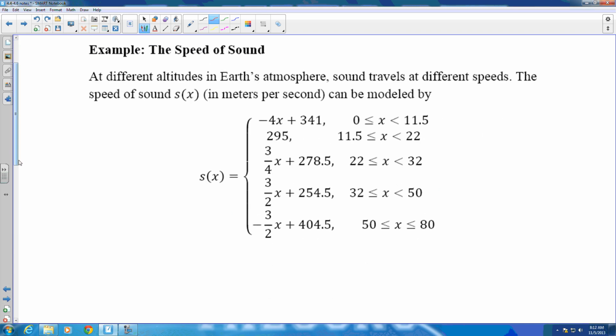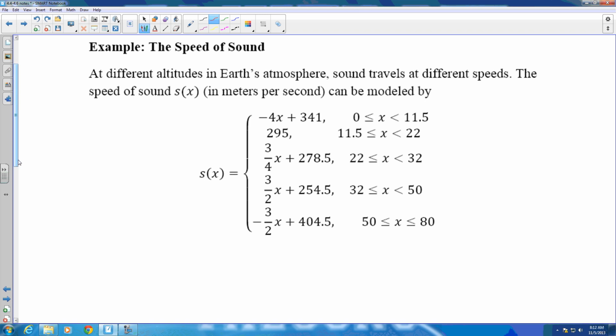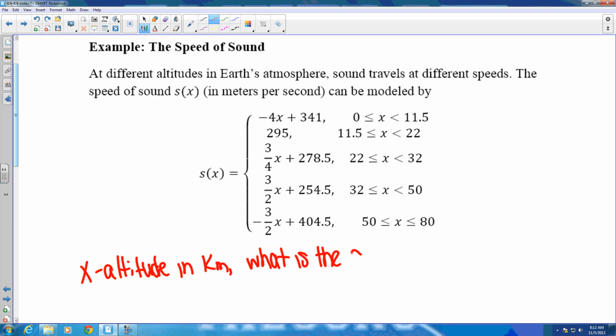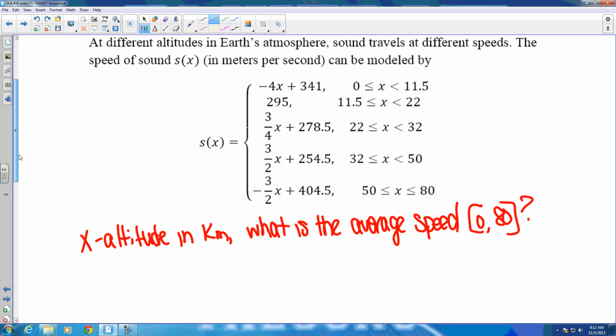Okay, here we have different altitudes in Earth's atmosphere. Sound travels at different speeds. The speed of sound is modeled by this function. So there's several different intervals here. We have 5 intervals, with x as the altitude in kilometers. The question here is what is the average speed over the interval from 0 to 80?